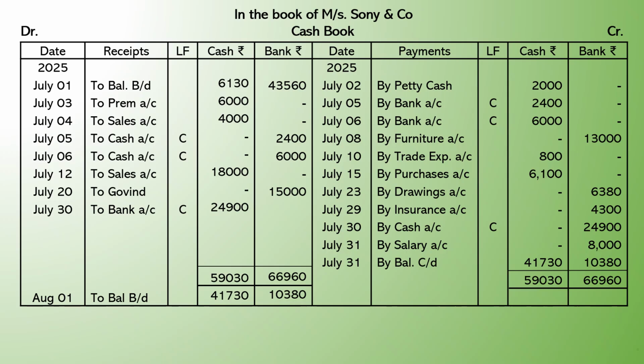As the debit side total is more than credit, leave space for one entry on the credit side and write the total of the cash column as 59,030 rupees and the bank column as 66,960 rupees. Now write the difference inside, in the cash column 41,730 rupees and the difference in the bank column 10,380 rupees, as balance carried down on 31st July. The carried down balance is to be brought down on the debit side on the next day, that is 1st August.